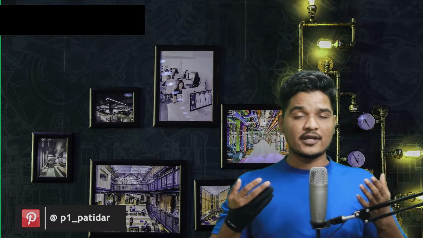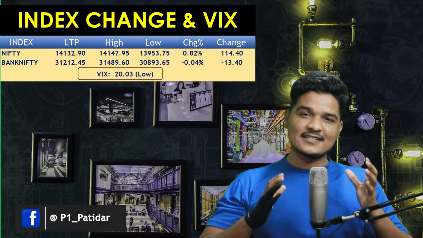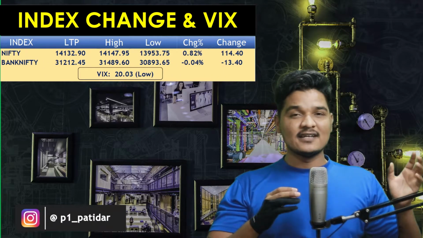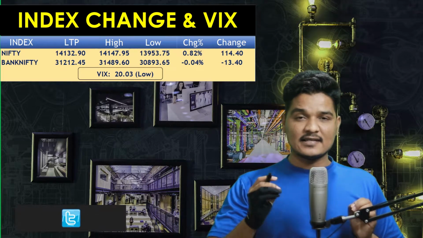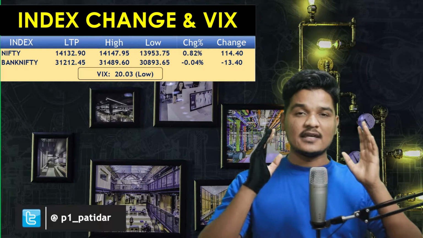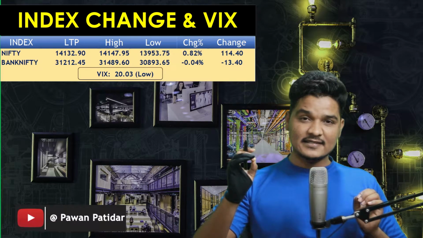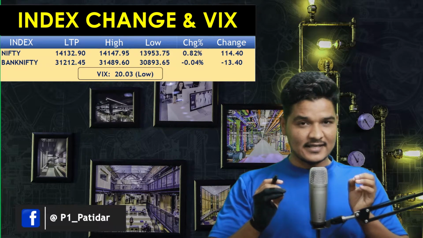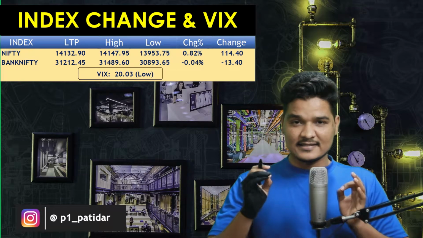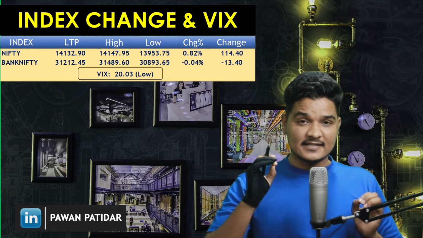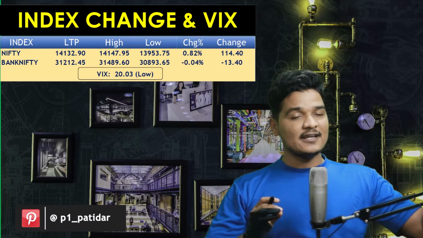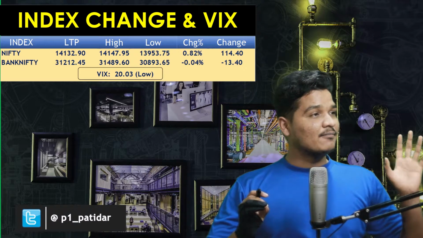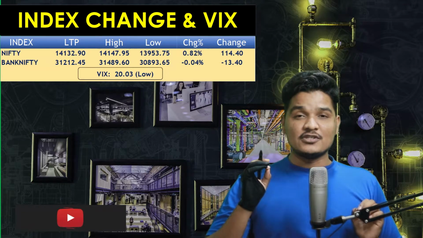Let's have a look at today's market, and we'll also be looking at the VIX, because VIX has a lot to do with the market. If you see here, then VIX is 20.03. If VIX is less than 25, then it is low VIX. If VIX is low, then fear is less in the market, hence volatility is less in the market. If volatility is less in the market, then option sellers can sell options and make money without any major losses. And Nifty has gained 0.82%, Bank Nifty has lost 0.04%.